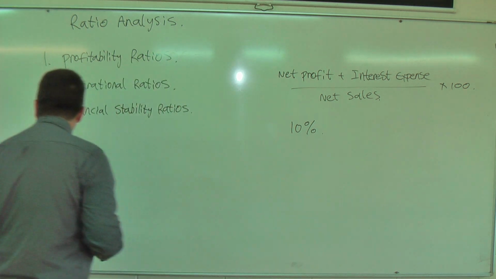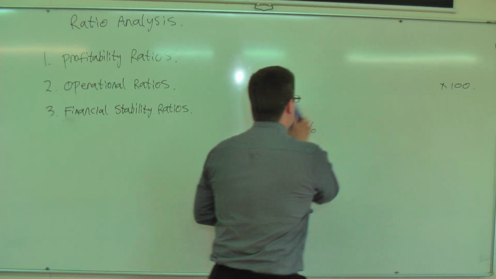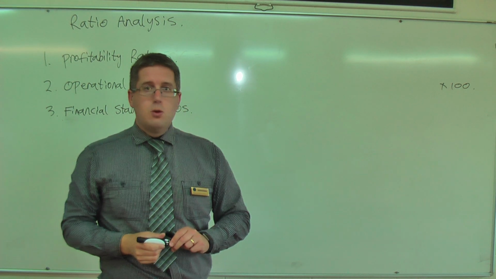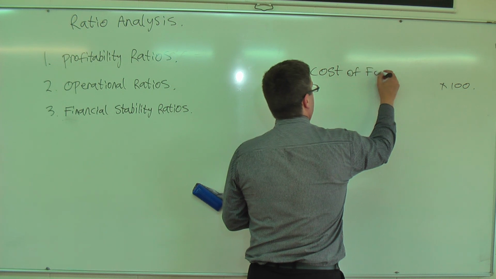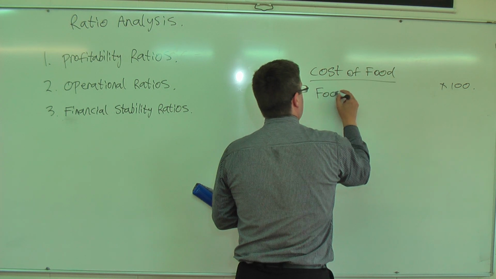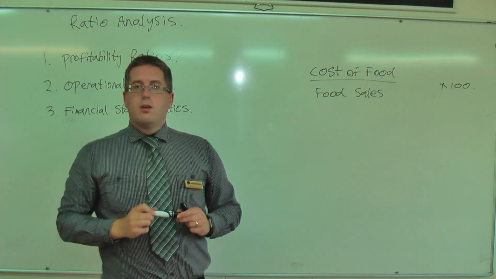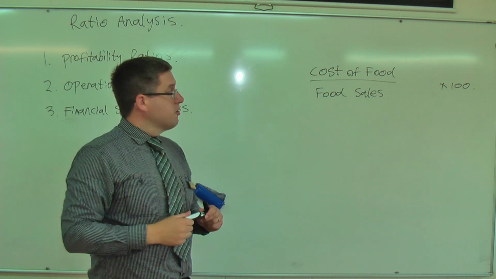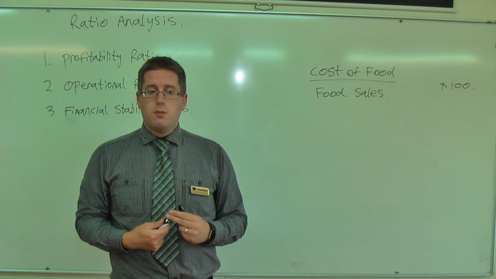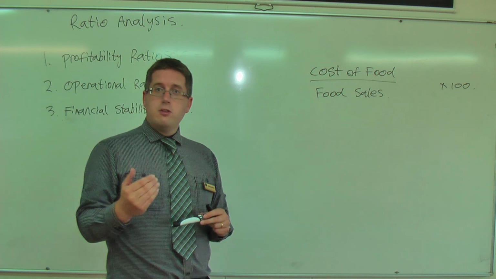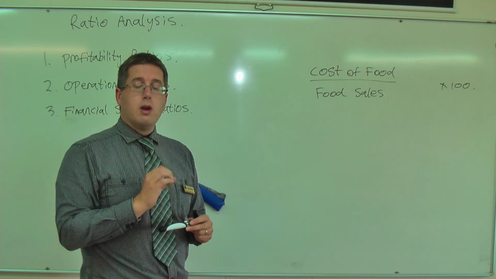Right, the next one, now if you've done operations, you probably would have seen this one before. This next one is the food cost percentage. So this looks at cost of food, or cost of food sold, divided by our food sales times 100. This gives us the percentage that we are spending for every dollar of food sales on the product.